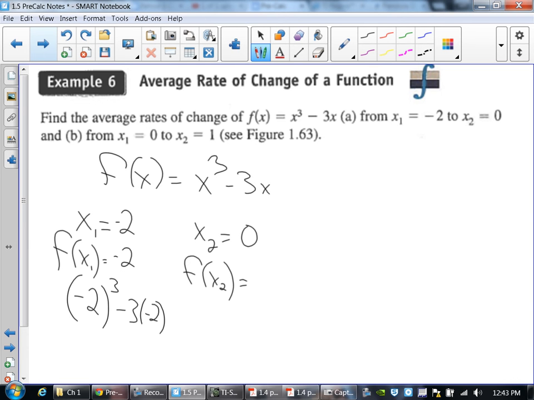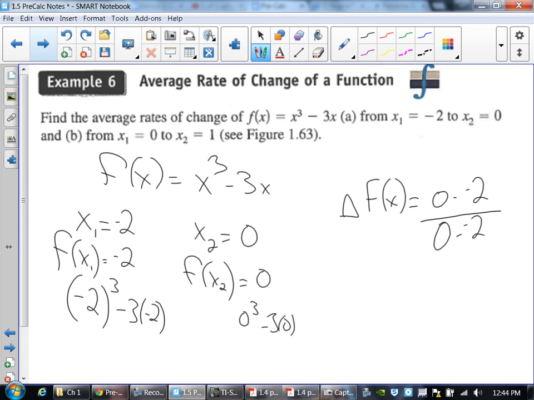I do the same thing with 0. What's 0 cubed? 0. Minus 3 times 0, 0. So now you have your sets of ordered pairs. The change in f of x is 0 minus negative 2, over 0 minus negative 2. What's your average rate of change? 1.